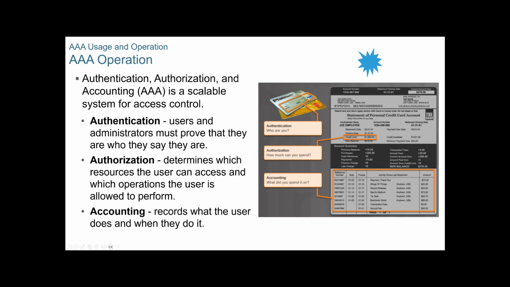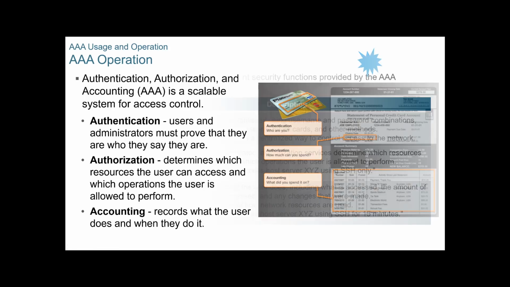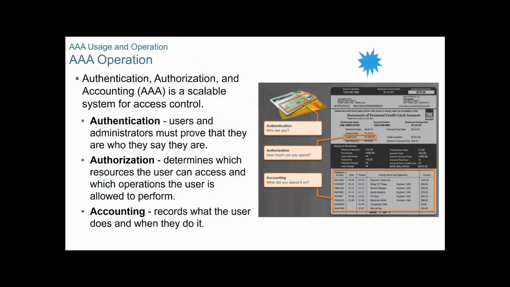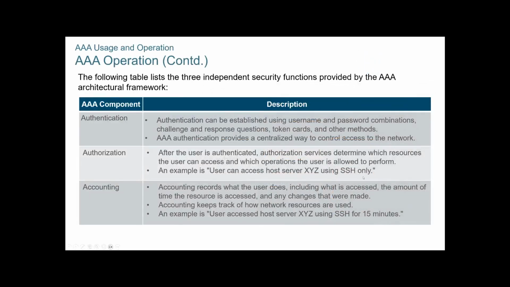And then accounting records what the user does and when they do it. Of course, there are AAA servers that are used in the workplace, and we're not going to cover that particular part. That's just explaining that one. Again, authentication is some kind of username and password. There are many times a AAA server, so we have a centralized way to control that. Authorization is whether a user is authorized to access using a server. How is he going to access it? Secure Shell, or some other way.